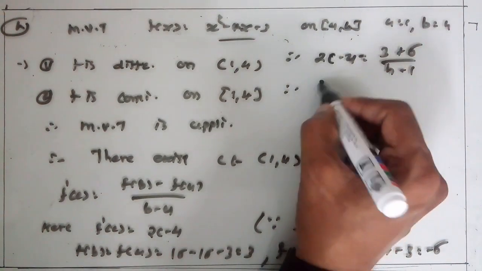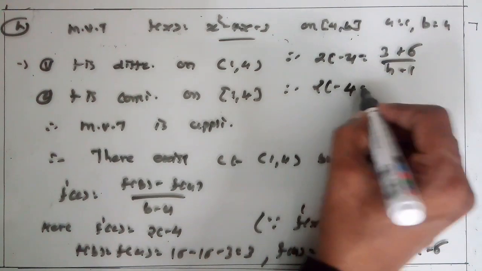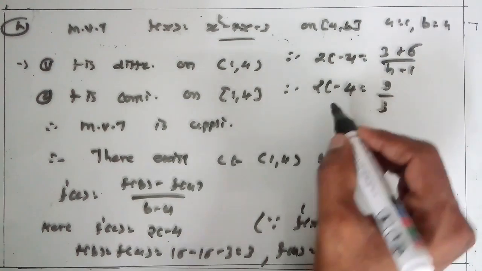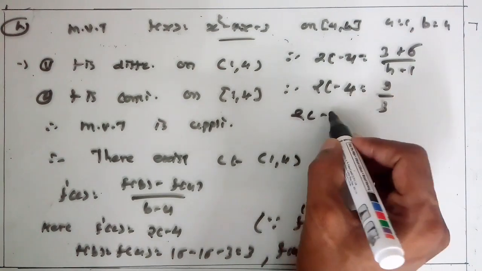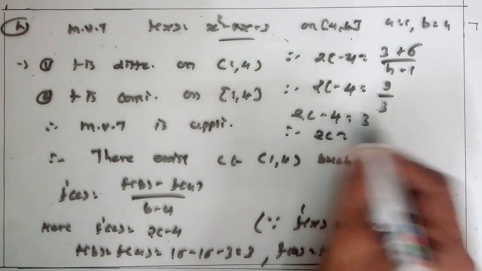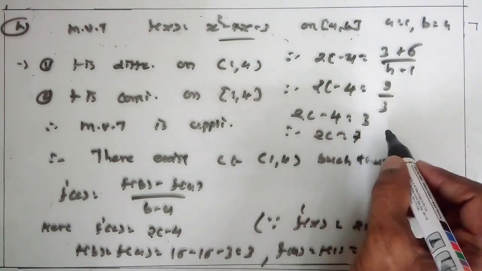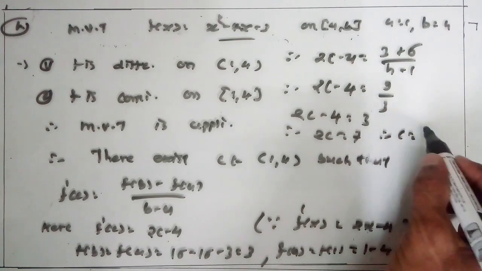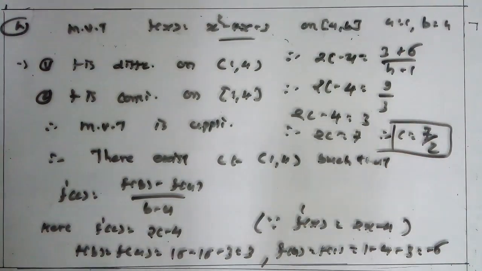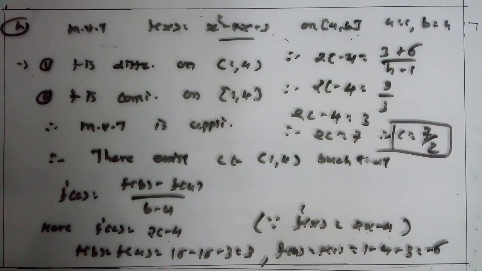So 2c minus 4 is equal to, simplify this, 3 upon this becomes 3. So 2c minus 4 is equal to 3. Clear this? Therefore 2c is equal to 4, take this side, so becomes 7. Therefore c is equal to 7 upon 2. Clear? So the mean value theorem is applicable, and from this we get c is equal to 7 upon 2.